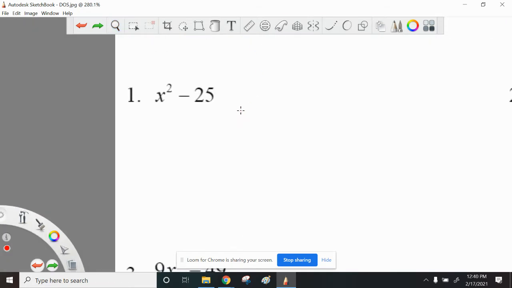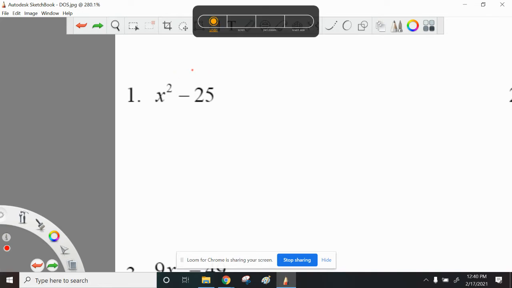So going down to number 1, let's get into it. Pick up the speed a little bit. Do we have a perfect square? Yes. Do we have a perfect square here? Do we have a minus sign? Okay, well then we have passed everything we need to do. We have the difference of squares.